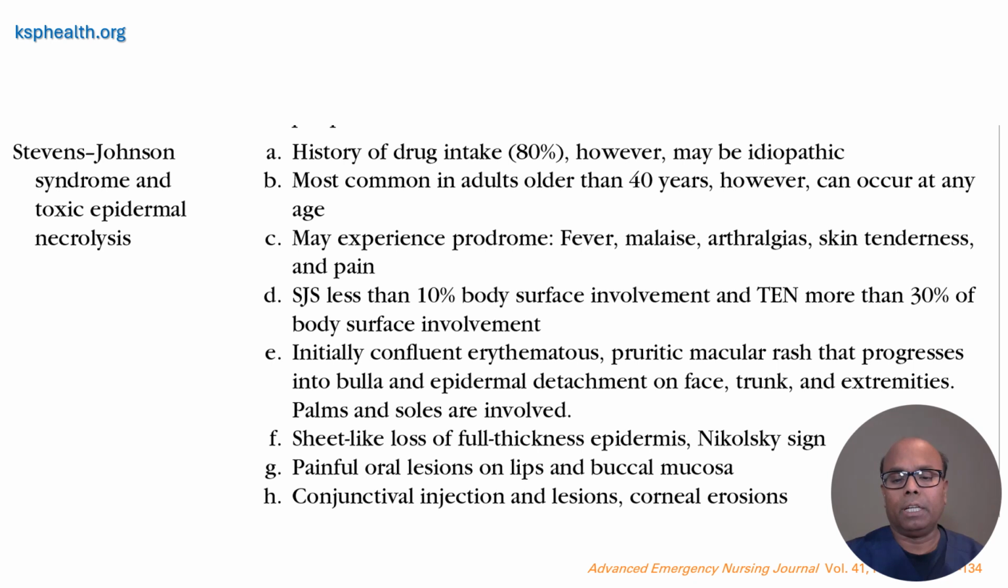Painful oral lesions on lips and buccal mucosa one can see. Conjunctival injection and lesions on corneal erosions. In contrast to Staphylococcal scalded skin syndrome, it does not involve the mucosa because the toxin is targeted against only the desmoglein 1, which is not present in the mucosa.